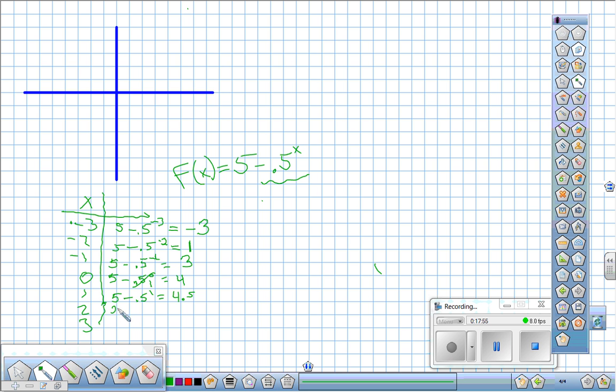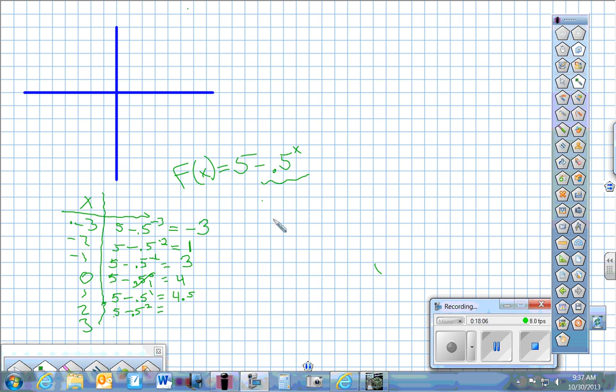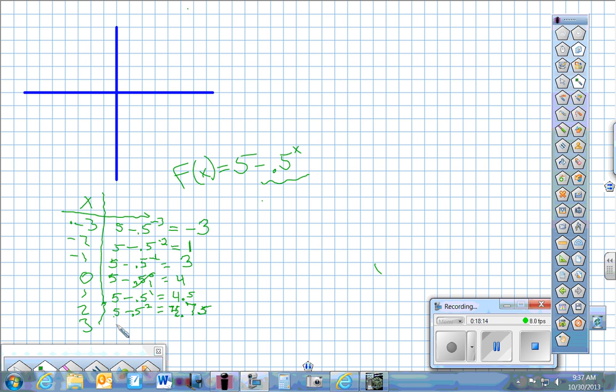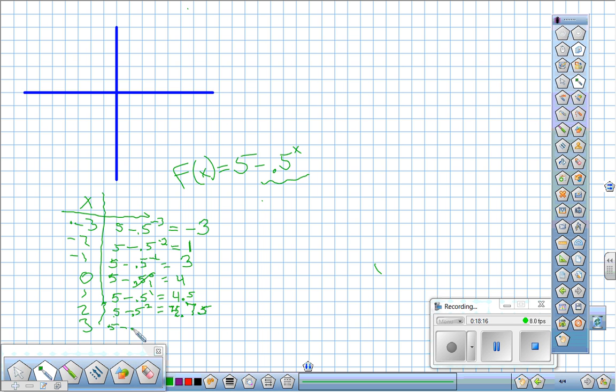I'm going to plug in 2. So I have 5 minus 0.5 to the second power. 0.5 squared will be 0.25, so it will give you 4.75. And then I have 5 minus 0.5 cubed. 0.5 cubed is 0.125, which will give us 4.875.